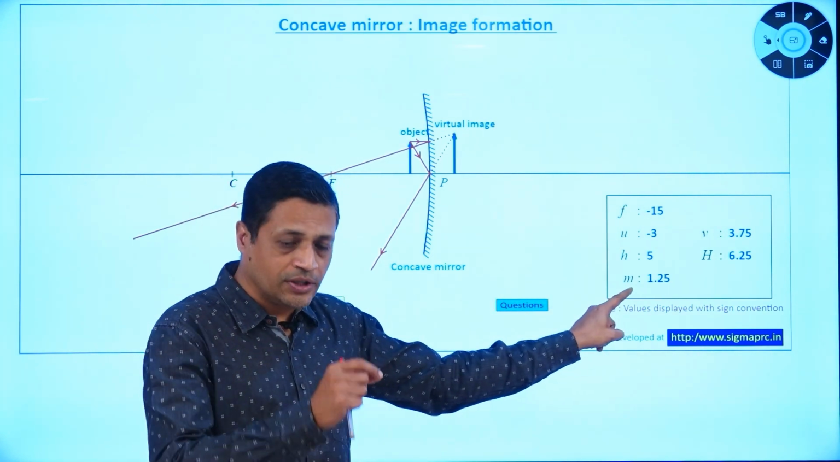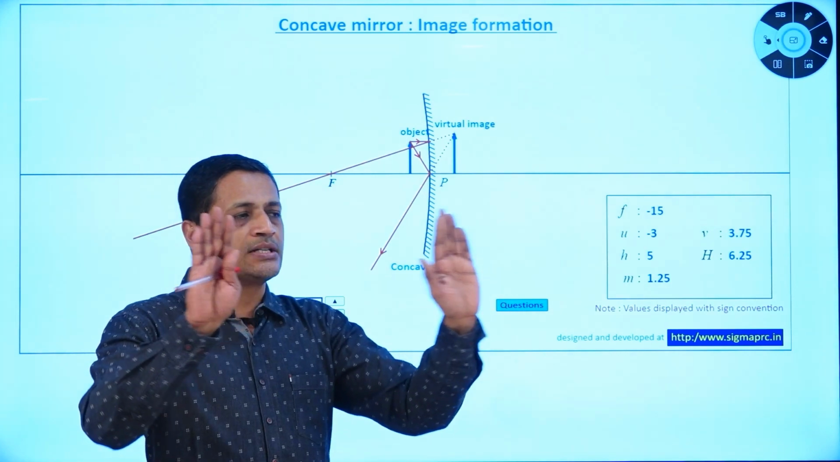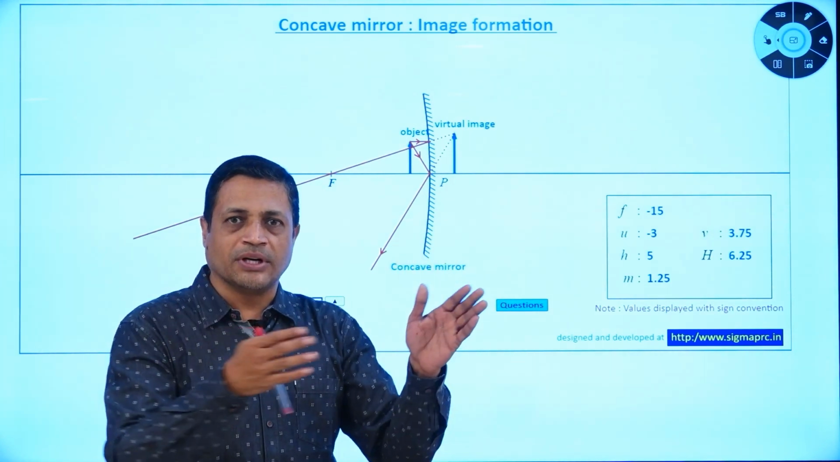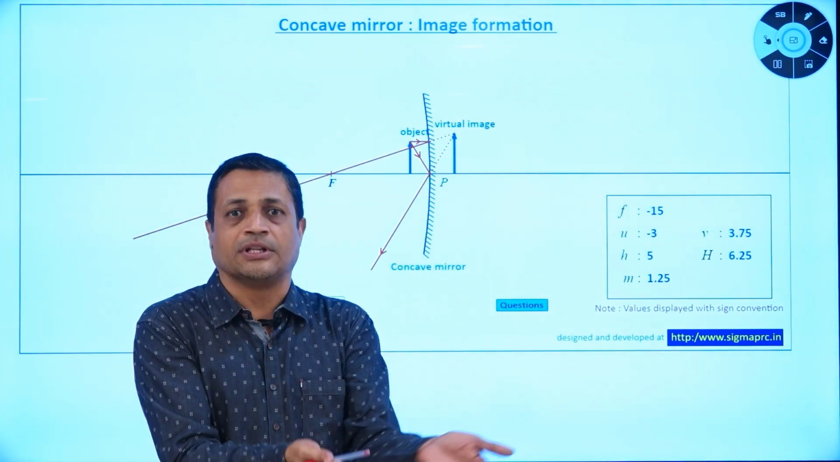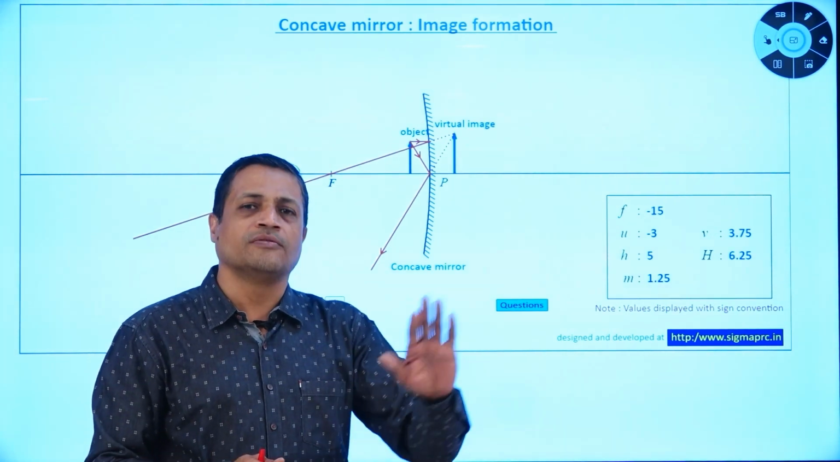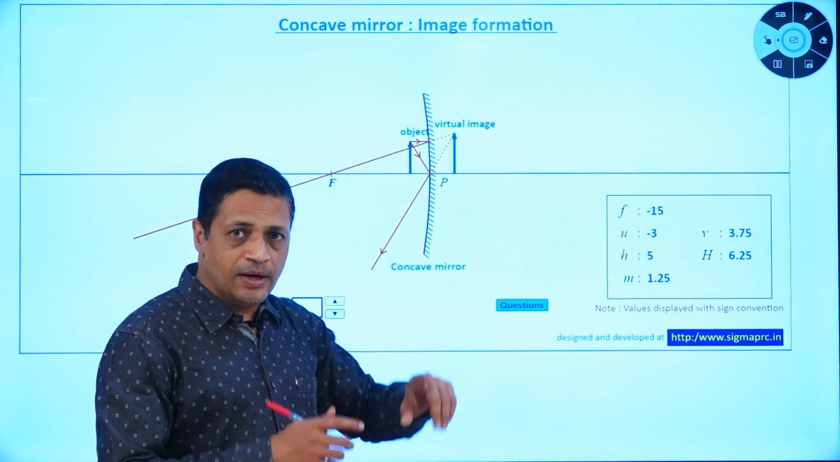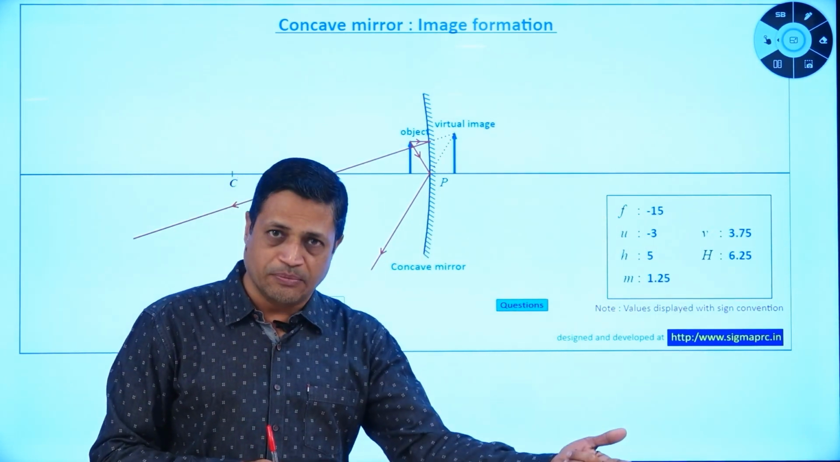Magnification, remember, we need to have a quantitative estimate of that. Visualization will only help you understand whether it is magnified or diminished, but in exam, you are the ones to figure out whether it is magnified or it is diminished and so on. So we'll learn the mathematics behind it. This is about concave mirror. Now let us look at convex mirror.